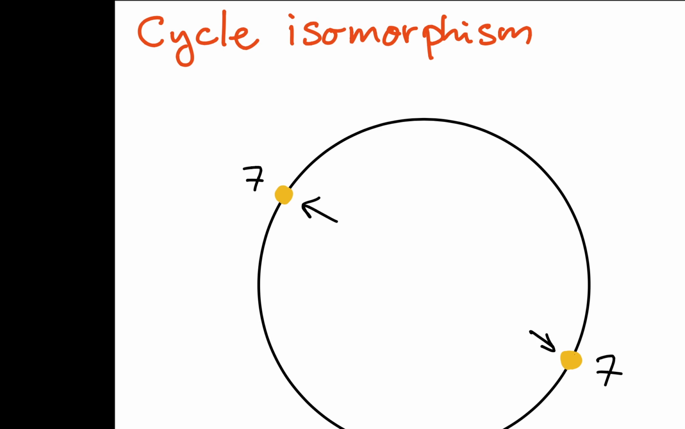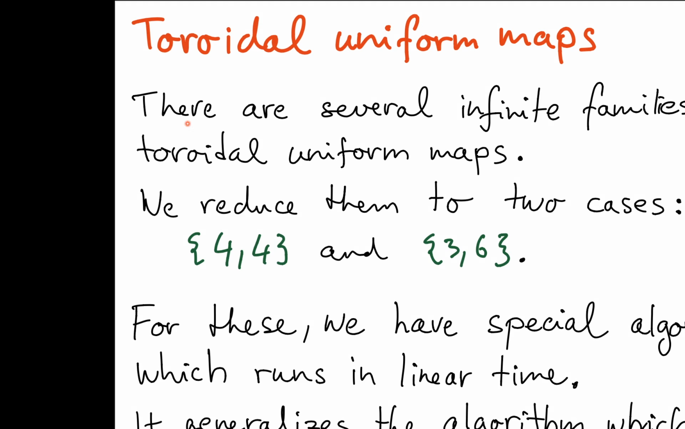And for monochromatic cycle, we can easily determine the automorphism group. So for toroidal maps, we have several infinite families, so 12, and all of them are reduced actually to two cases, to the quadrangulation and to the triangulation of the torus. So to these cases, everything is reduced, and for these we again need some special algorithms, which somehow generalizes the algorithm for the cycle, but it's now much more complicated.